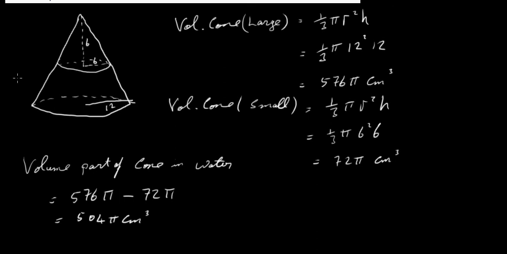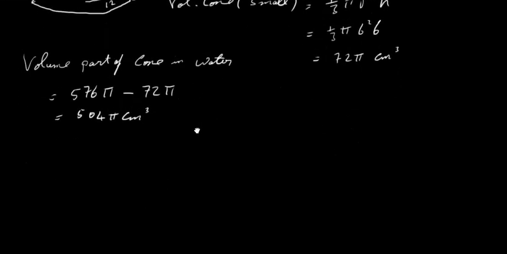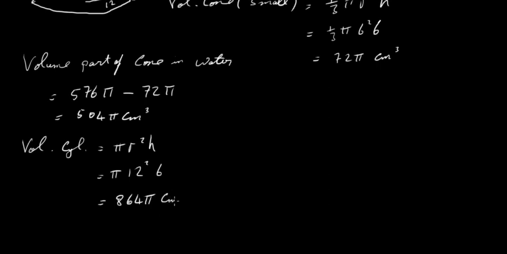So what I'm going to do now is find the volume of the cylinder. Find the volume of the cylinder that has water in it, if you like. So the volume of a cylinder is equal to pi r squared h. So again, in our case, pi is pi, r is 12, which we've got to square, and the water is to a depth of 6 centimeters. So this is going to be the volume of our cylinder of water. So it's going to be 864 pi centimeters cubed.